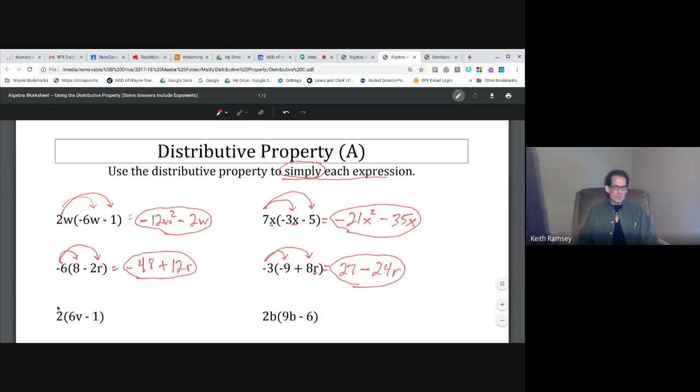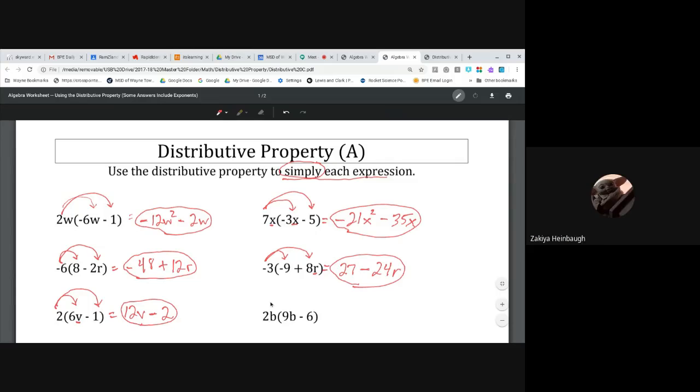Here we've got 2 times 6v. This is positive and this is positive, so I'm going to write 12. And there's only one variable, this v right there, so 12v. Then I have 2, a positive times a negative. So that's going to equal negative, and I know 2 times 1 is 2. I'm going to write it like that, 12v minus 2. I look for like terms, one has a variable and the other one doesn't, so I can't subtract that. I just leave it like that.